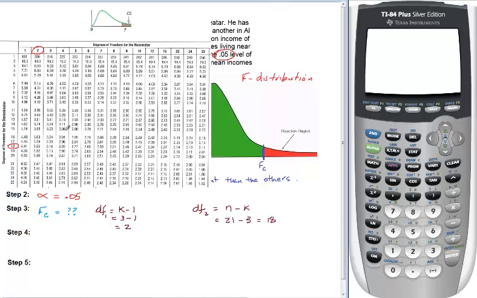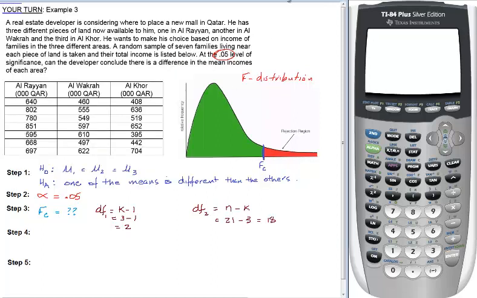Let me just highlight it. It would be 3.55. So our critical value is 3.55. See it right there? 3.55. Alright, so let me just get rid of that chart. So FC in this case, or critical value for F, is 3.55. Okay? Now, that's a very important value. Of course, that belongs up here on our chart.